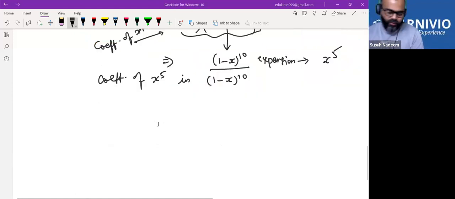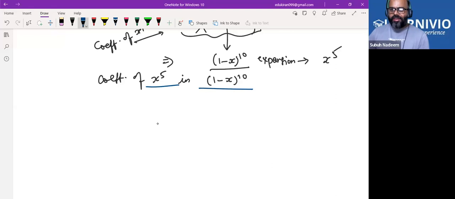So, what's the answer? What is n here? 5. 10.